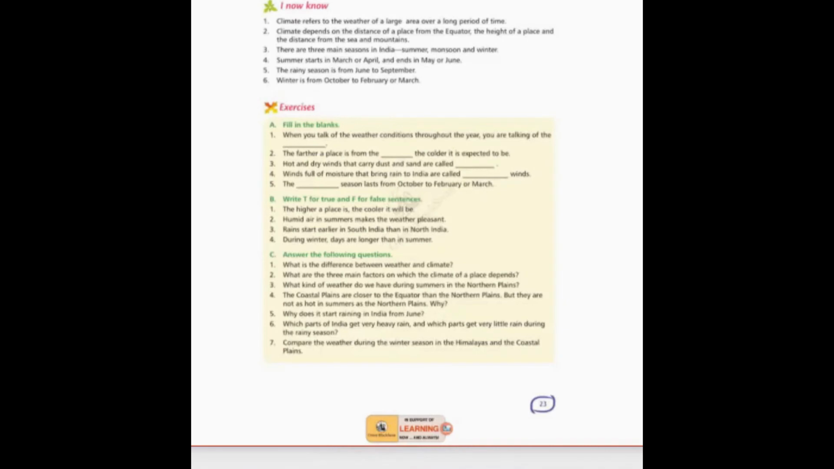My dear children, write it down in your notebook. Exercises A, B, C, questions number 1, 3 and 5 in your notebook, and be prepared for your promotional exam.